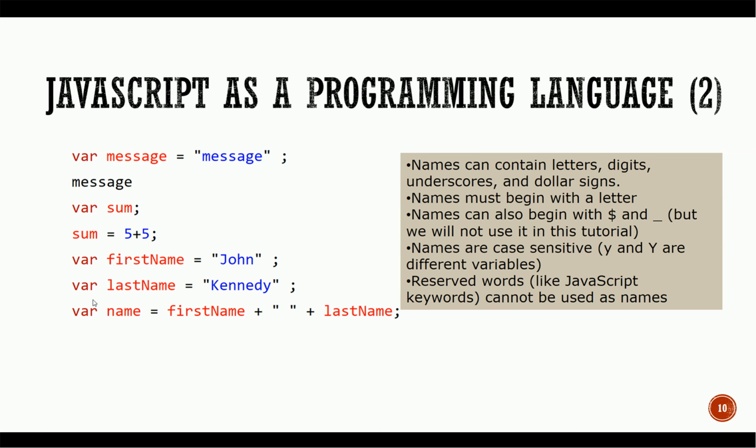And the operators operate among variables. For example, you see here message is one variable, the one in red. The sum is another variable. First name, last name, name are their own variables. To declare a variable in JavaScript, we start with var. The keyword var indicates that we are reserving a slot of memory for the sum variable.